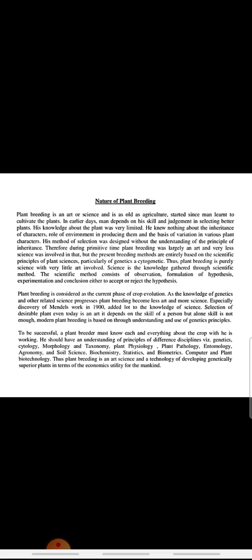To be successful, a plant breeder must know everything about the crop he is working with. He should have an understanding of the principles of different disciplines: genetics, cytology, morphology, taxonomy, plant physiology, plant pathology, entomology, agronomy, soil science, biochemistry, statistics and biometrics, computers and plant biotechnology. Plant breeding is the art, science, and technology of developing genetically superior plants in terms of economic utility for mankind.